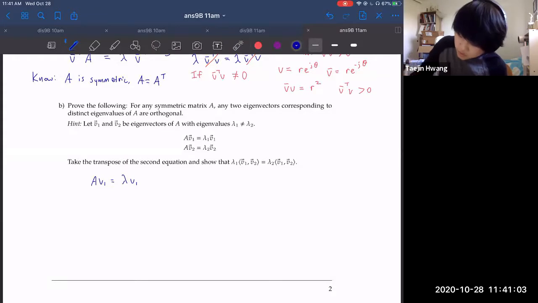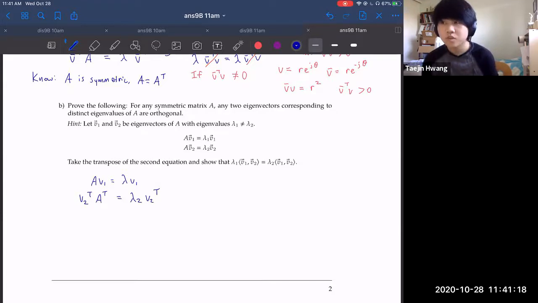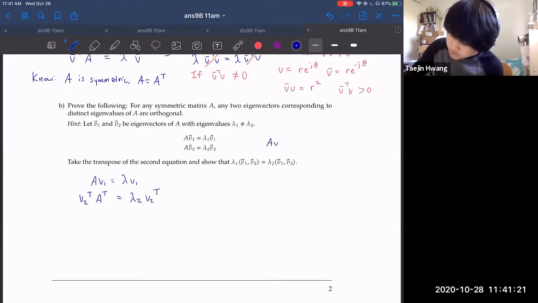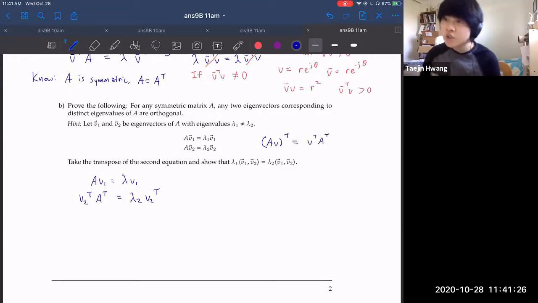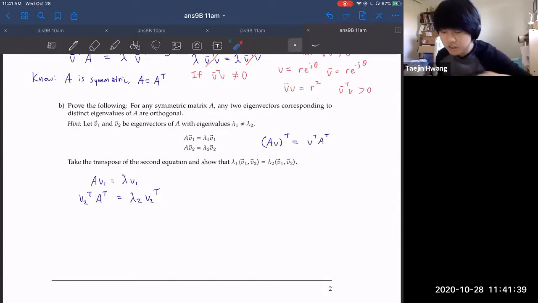So we're going to take the transpose of this equation, which we can write out as V2 transpose A transpose is equal to lambda 2 V2 transpose. Remember that if you have AV and you take the transpose, this is equal to V transpose A transpose. Whenever you transpose the product of a bunch of matrix and vector terms, you always have to switch the order of multiplication. All right, and then we have to think what to do.